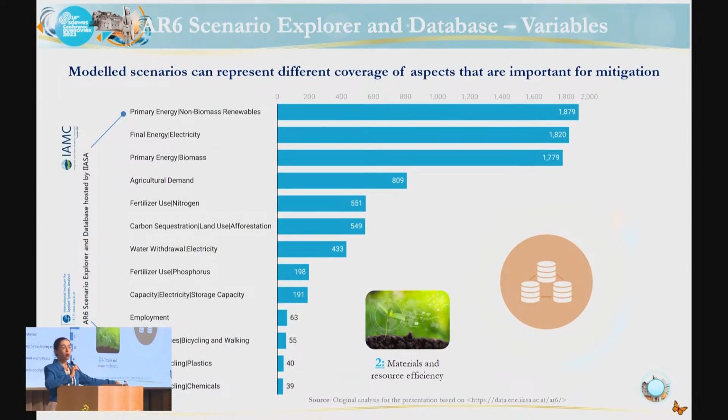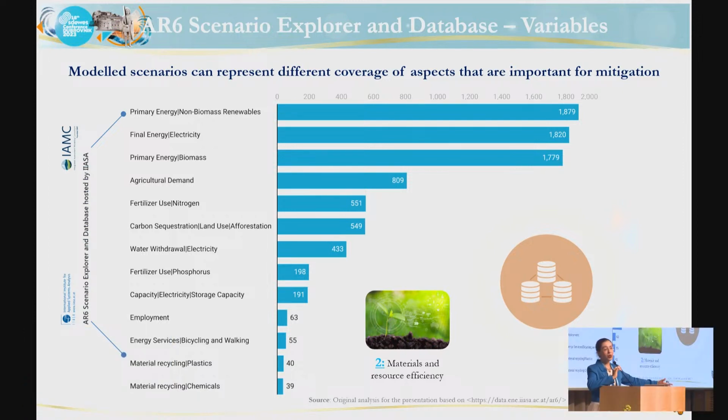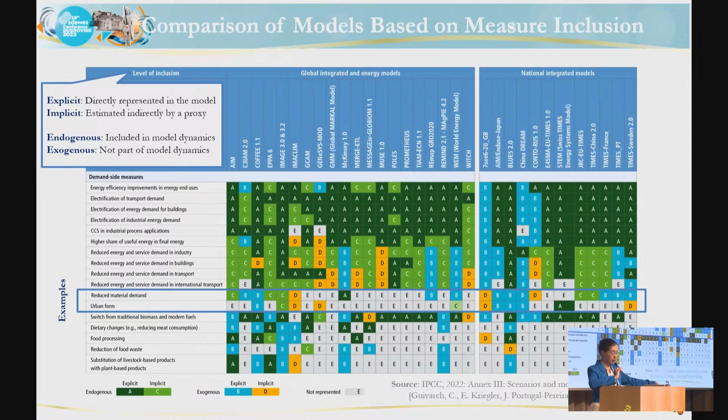Coming to my second point on resource efficiency, the representation of such emerging aspects as circular economy and material efficiency can also increase. And here we see the representation of existing such variables, including material recycling, in the existing scenarios. So this is an opportunity for the next assessment cycle.